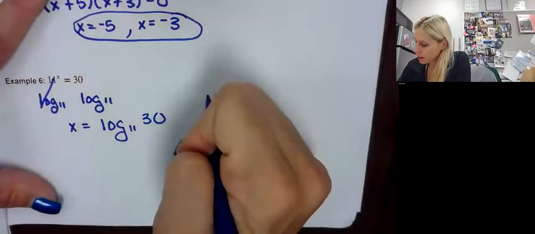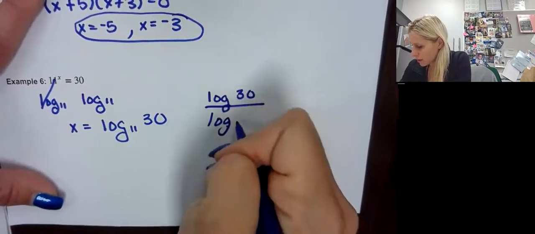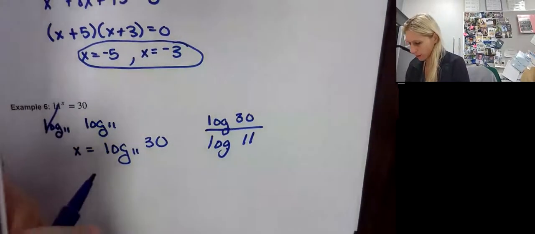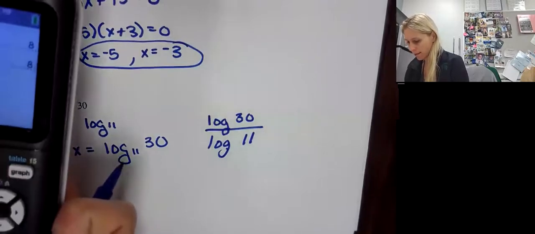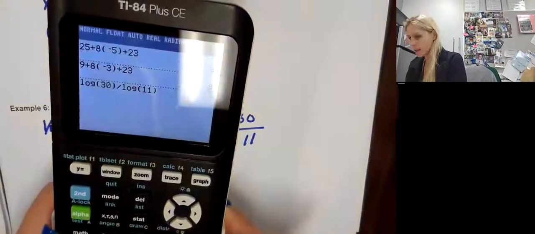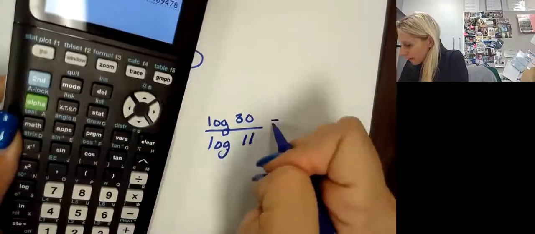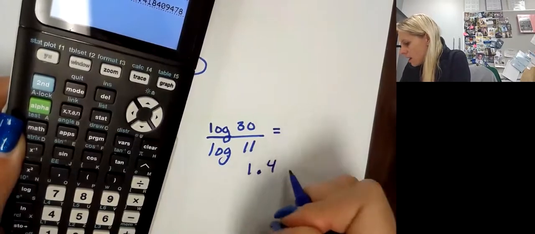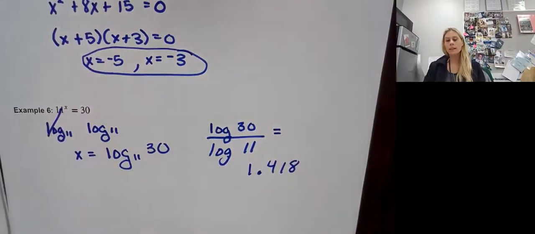So that would be log of 30 over log of 11. And then we do that in our calculator. So log 30 divided by log 11. Make sure to close those parentheses of the 30 before you do your division. And then we can round our decimals. I would like you to try to get in the habit of 3 decimal places, because if you ever go on to calculus, that is where they will round to. All right, you're done. Let's try some practice.